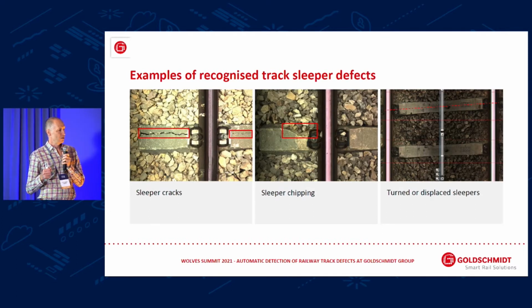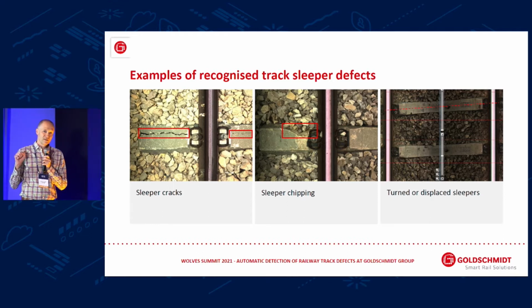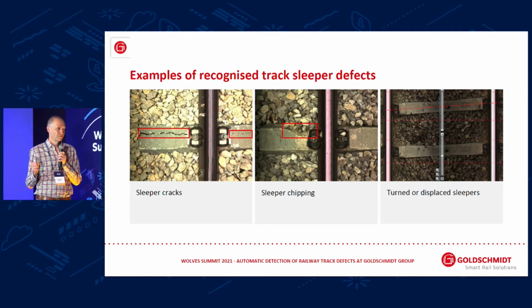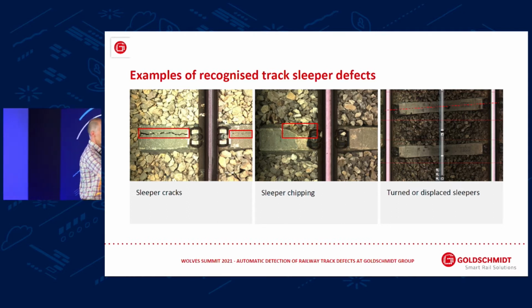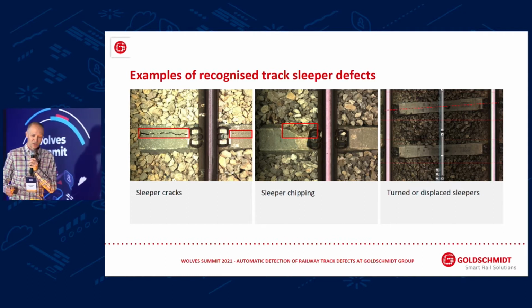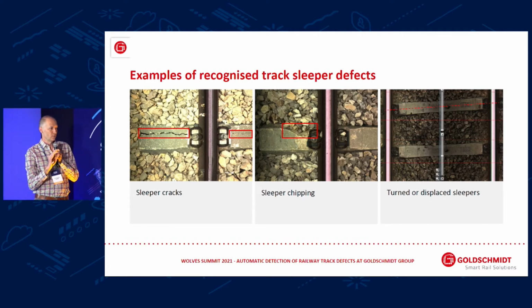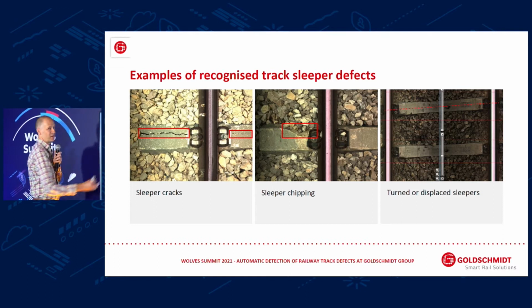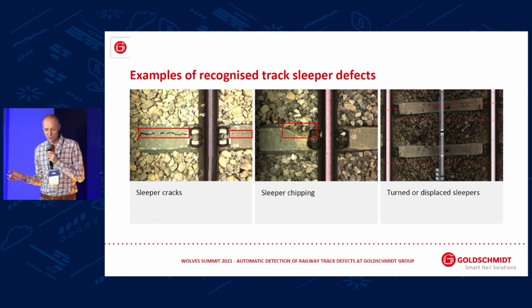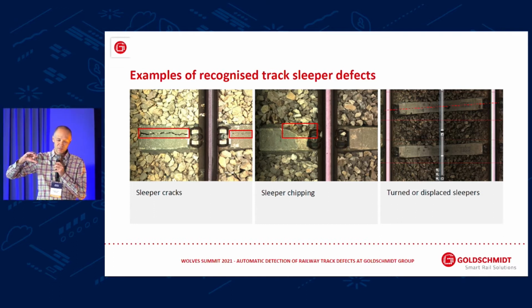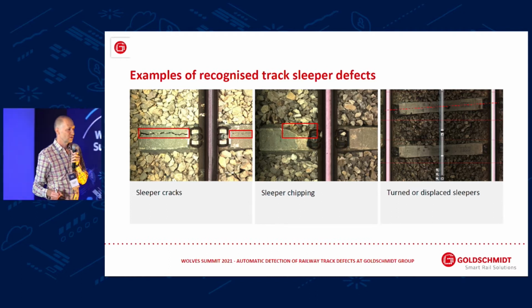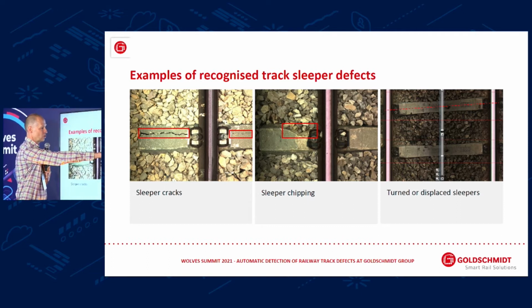Let's look more closely at defects. The sleepers can be cracked. The sleepers can be chipped. The sleepers can be covered by ballast. It's not shown, but you can imagine the ballast lying on the sleeper and the potential defect is not visible. And the last one, the sleepers can be turned or just displaced. But we were not interested in this one in our joint project.